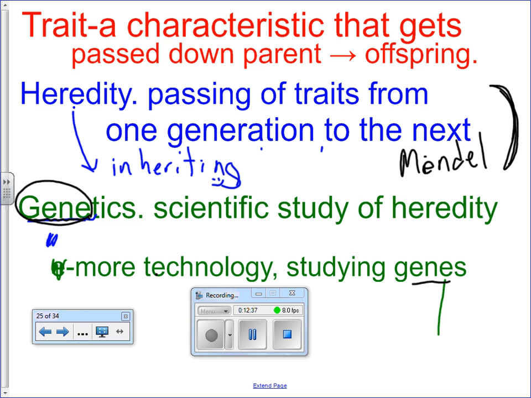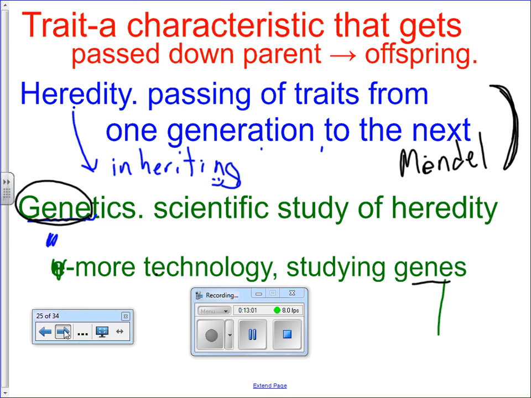So Mendel is known as the father of modern genetics because of his study of the plants and hypothesizing what was happening. He was able to pave the way for a more scientific study once scientists found out about chromosomes and genes. Does everybody have those words?